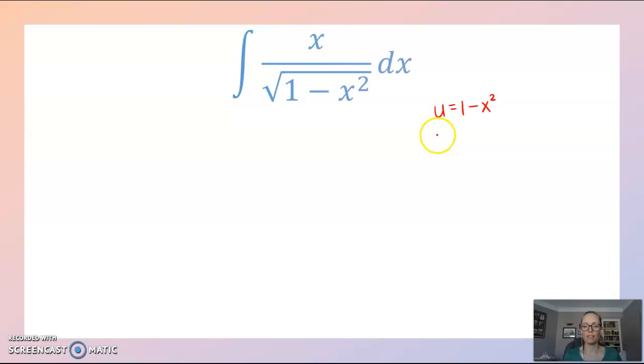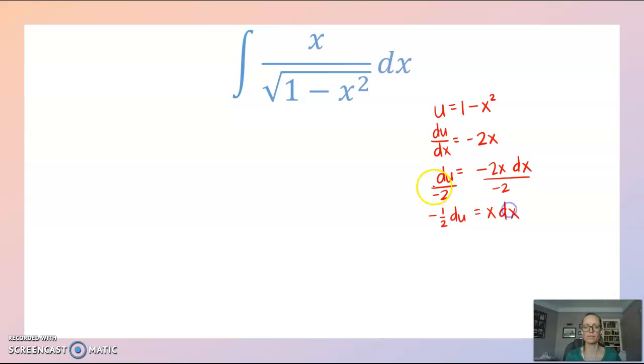When I derive u, I get du dx is equal to negative 2x. And then I move that dx to the other side. So I have du equals negative 2x dx. And again, we see that we're in a situation here where we don't have a negative 2. We have an x dx to replace, but not that negative 2. So I'm going to divide both sides by negative 2, so that negative 1/2 du is equal to x dx.